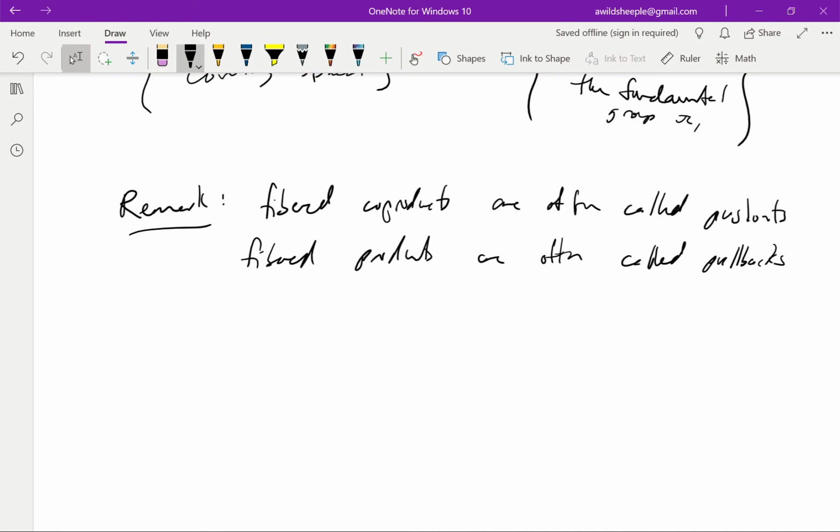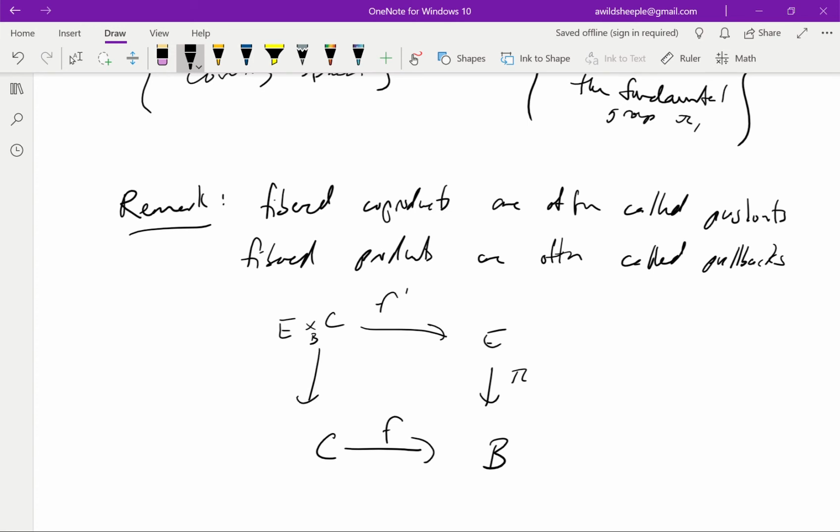So if I have the situation where I have the space B and I have a covering map, pi from E to B, and then I have a continuous map, F from C to B, then I can form the pullback as a topological space, which will just be E times C over B. And I obtain a map up here, which I'll call F prime, and a map here, which I'll call pi prime. And this produces a covering space over C.